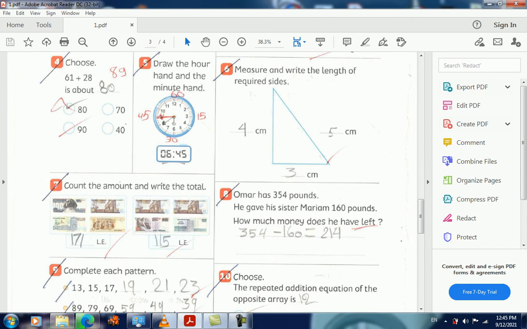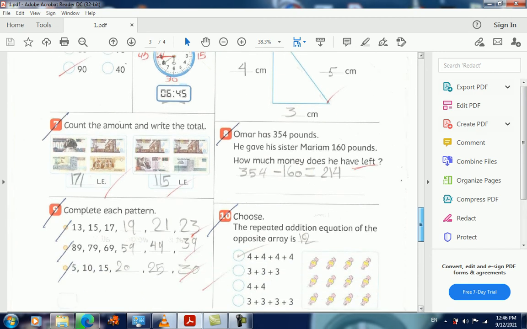Measure and write the length of the required sides. So you got your ruler and you measure the length. You find the horizontal one is 3, then the vertical one is 4 centimeter, and the hypotenuse is 5 centimeter, the last one.